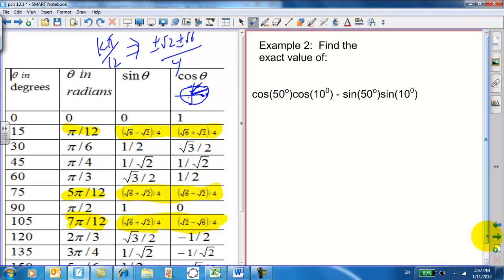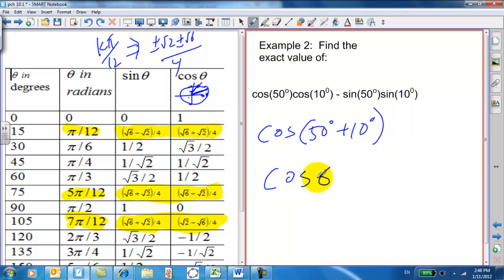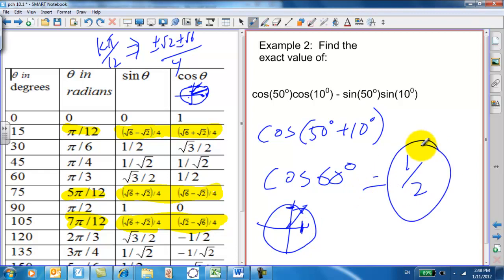Now you should also be aware of going backwards. That is, find the exact value of this. Well, rather than trying to figure out 50 as a sum of things, we can view this as the expansion of the cosine of 50 degrees plus 10 degrees. Because it'd be cosine 50, cosine 10, minus sine 50, sine 10. So that's the cosine of 60, which you should know from looking at your unit circle. That's the square root of 3 over 2. No, cosine. Cosine is the x-coordinate. That's 1/2. Okay, all without a calculator.